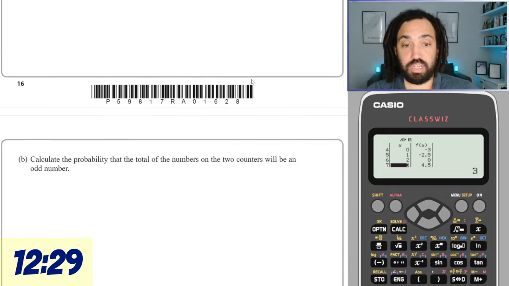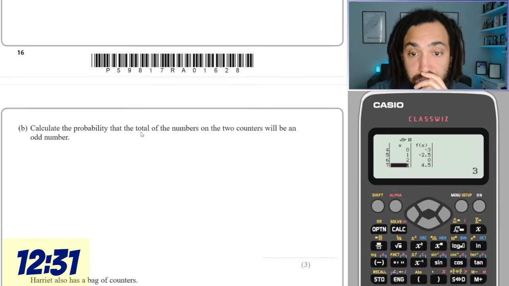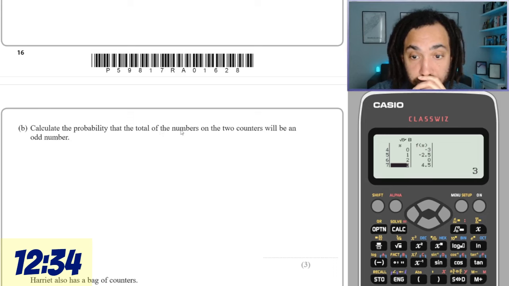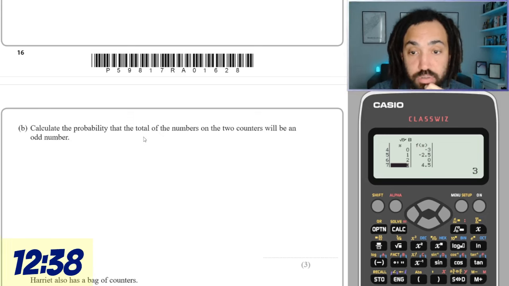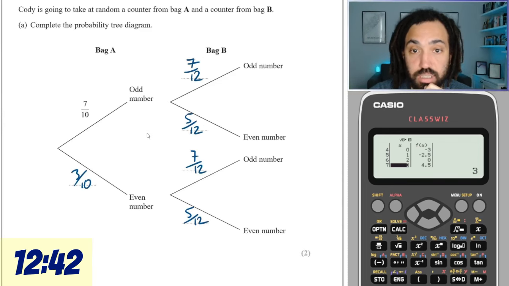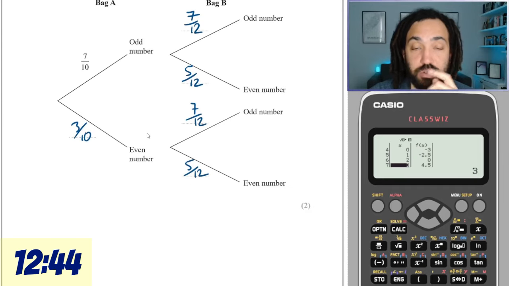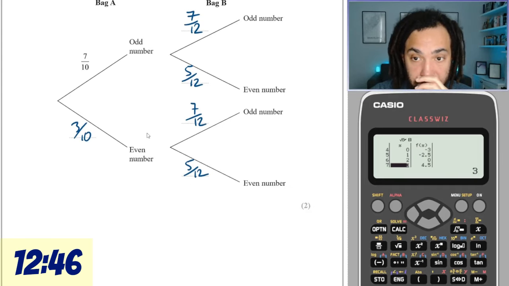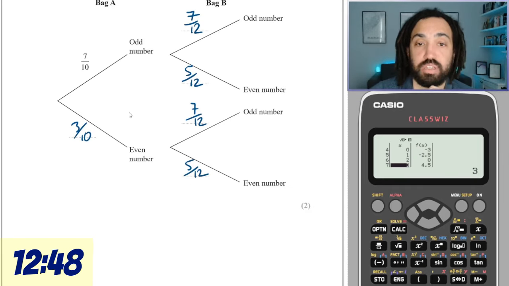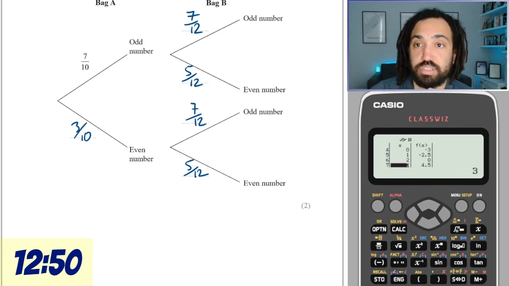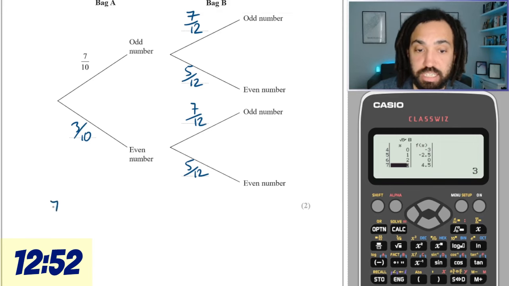Okay. Calculate the probability that the total of the numbers on the 2 counters will be an odd number. Okay, so we need to add them up. So the only way we can get odd is if we add an odd and an even. So it's basically 7 over 10 multiplied by 5 over 12.